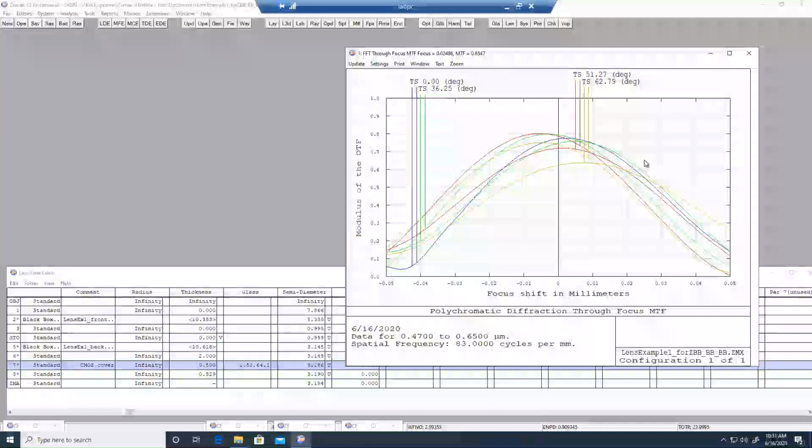Yes, exactly. Good. So what about relative illumination? Let's move on to the next one.